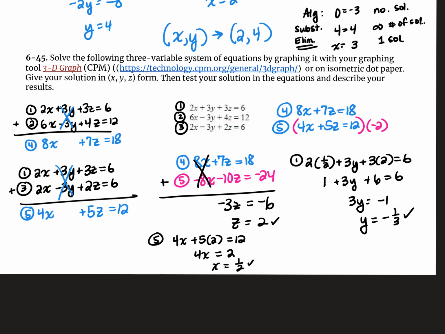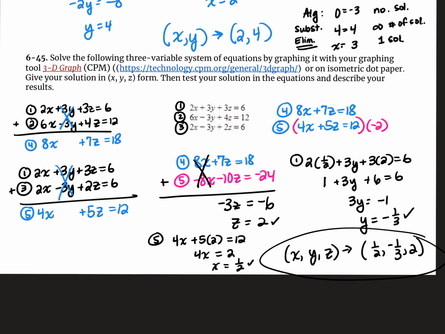So I've got all three variables. I figured out a value for all three. So I can write my solution, instead of as an ordered pair, as an ordered triple. So that's going to end up being 1/2, -1/3, and 2 for our solution.